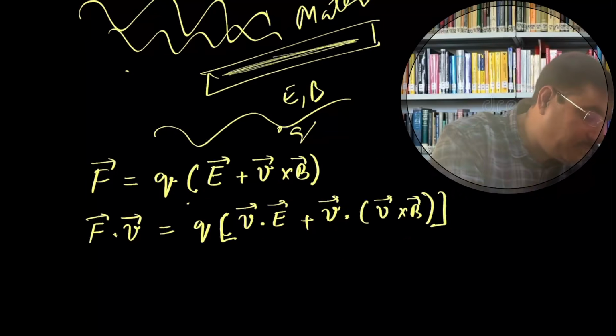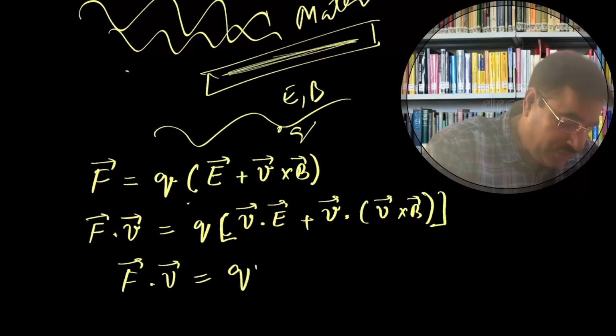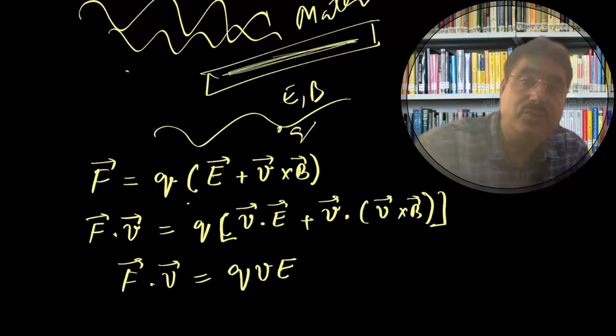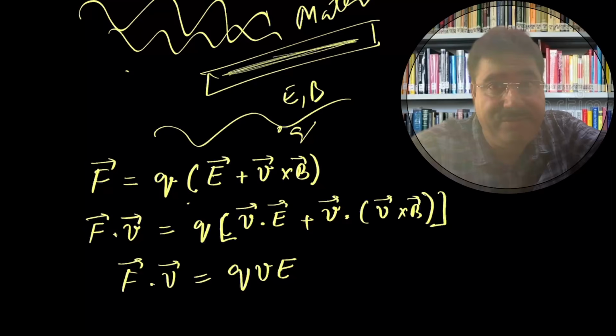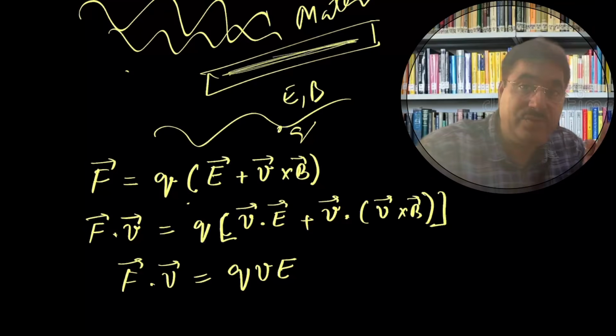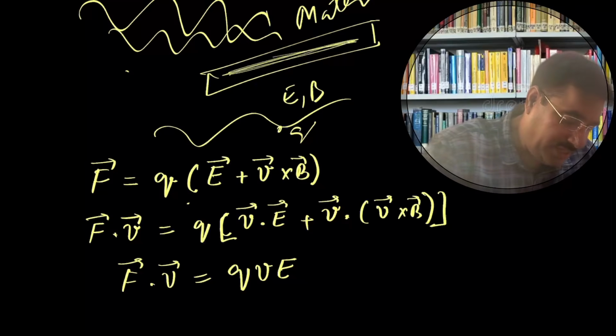So how much is power delivered? F dot v is equal to q v E. Because when you have a positive charge, when you leave it in an electric field, it will always move in the direction of the electric field. So the angle between v and E will be zero if we start from a charged particle at rest, right? So I take it in a very simple way, it is just qvE.